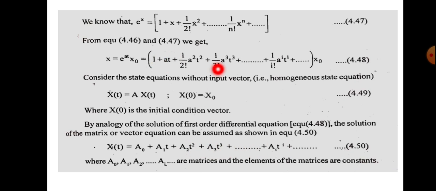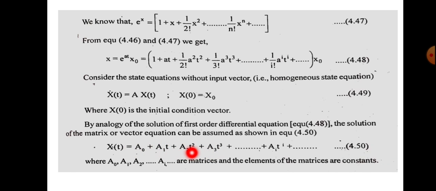So here a0 is x0, because it is a constant value, we are notating it as a0, and A into x0 is another constant, we are notating it as a1. 1 by 2 factorial into A square into x0 is another constant, we are representing it as a2. So this is the notation. Here a0, a1 etc. up to A are matrices. When we are notating it in the matrix form, these all represent matrices.